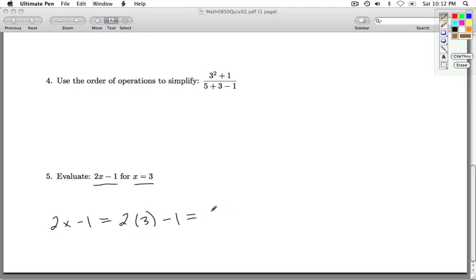Now I have multiplication then subtraction. The multiplication takes the priority. 2 times the 3 is 6. 6 minus 1 is 5.